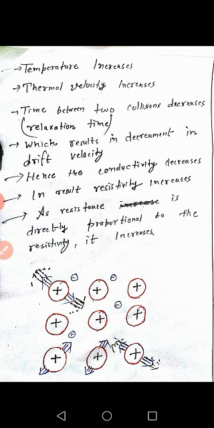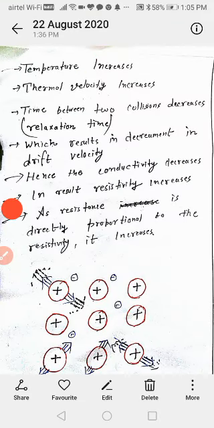So here again let me recapitulate. Temperature increases. What really happens? The thermal velocity increases, and the time between two collisions decreases, so the number of collisions increases. Also the vibrational energy of the atoms increases, and their amplitude will also increase. So the randomness of the system increases, which results in a decrement in the drift velocity.